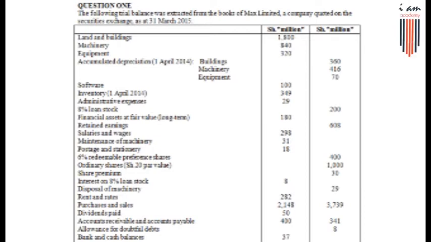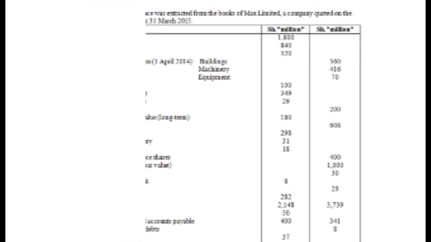expenses, we have 8% loan stock, we have the financial assets at fair value, we have the retained earnings, we have the salaries and wages, we have the maintenance of machinery, we have postage and stationery, there is 6% redeemable preference shares, there are ordinary shares of 20 shillings par value, there is the share premium, interest on 8% loan stock, we have disposal of machinery, we have rent and rates, we have purchases and sales, we have dividends paid, accounts receivable and accounts payable. We have allowance for doubtful debts, bank and cash balances.